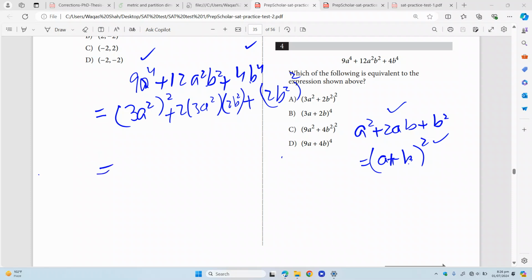Now we have to use this formula to write this in the whole square form. So a will become 3a^2, the sign will come from here, which is plus, and then 2b^2, and then whole square. Now we have to check which one is similar to our result. So it will be (3a^2 + 2b^2) whole square. So A is the correct option. I hope it's clear. If you have any question, you can ask me.